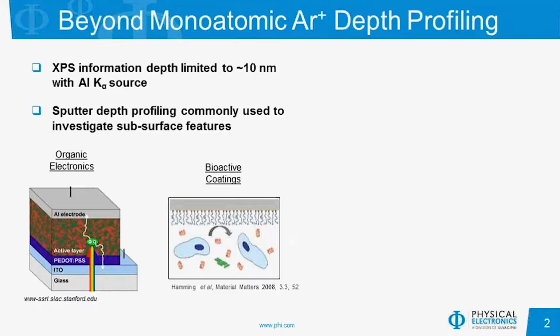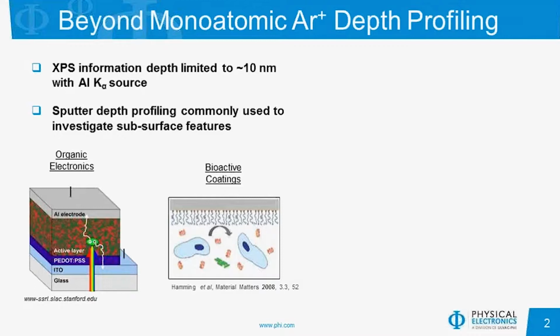Now, as we all know, monoatomic argon has been the primary sputtering beam for many years, and we are typically dealing with more and more materials that are multi-layer systems that do have features of interest below the usual XPS information depth of about 10 nanometers. And so if we want to investigate those deeper layers, we need to use some sort of depth profiling mechanism to investigate those surfaces.